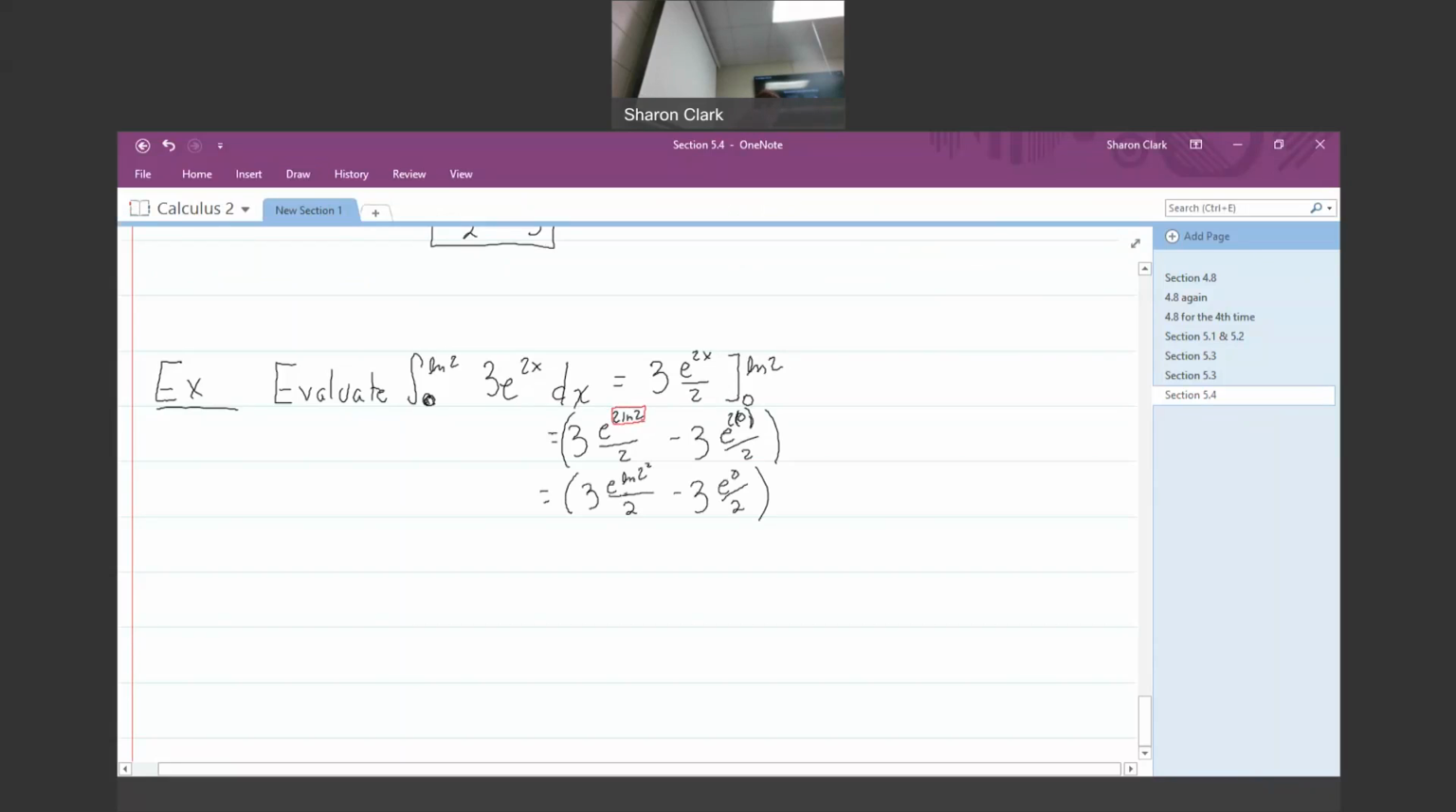Now, the e and the ln cancel each other out. So that's 3 times 4 over 2 minus 3 times 1 over 2. So that's going to give me 6 minus 3/2, which 6 is 12/2. 12/2 minus 3/2 is 9/2. Okay.